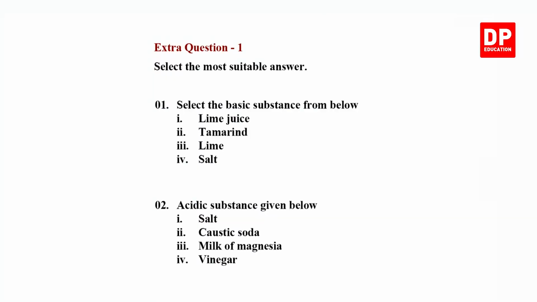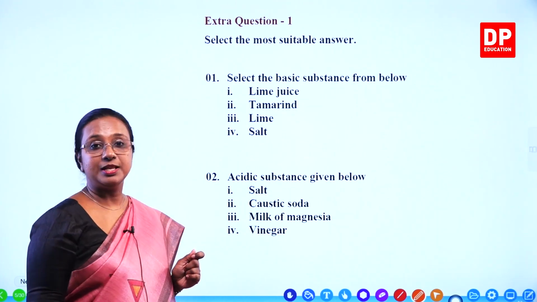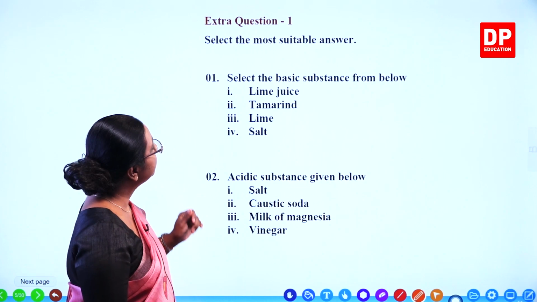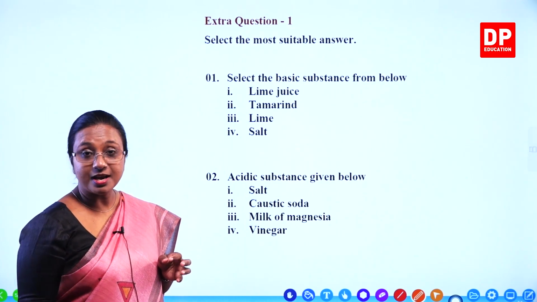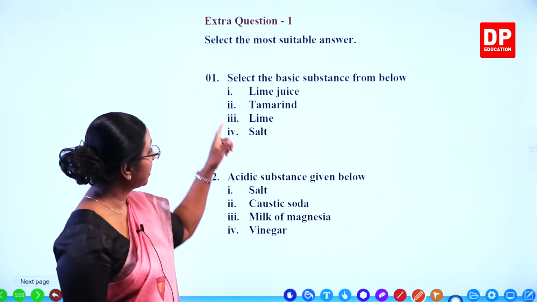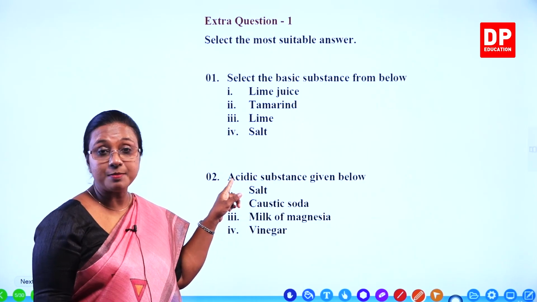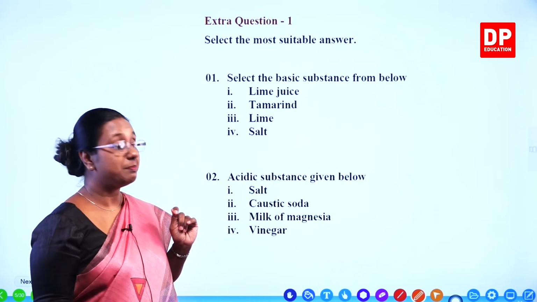Extra question 1. Select the most suitable answer. So you are very familiar with these types of questions. Select the basic substance from below. It has to be a base. Lime juice, acid. Tamarind, I told you all, it's acid. And lime, what is the difference? Lime juice is citric acid. Lime is calcium carbonate, limestone, that is a base.